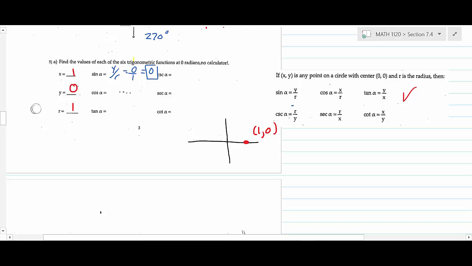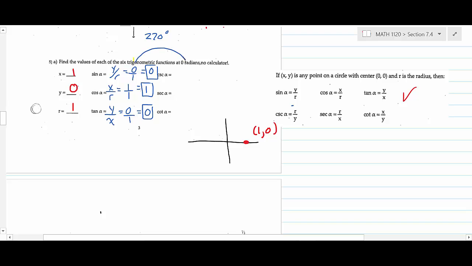Okay, the cosine is x over r. So that would be 1 over 1, which would simplify to 1. So it turns out the cosine of 0 radians is 1. Okay, the tangent is y over x. So y is 0, x is 1, 0 over 1 is 0. So the tangent of 0 radians is 0. Okay, you guys see what I'm doing? So I've just got to use the point (1, 0) because I let the radius be 1. If you let the radius equal 5, you would get the point (5, 0), and the ratios would still reduce the same way. Okay, so now I just do reciprocals.